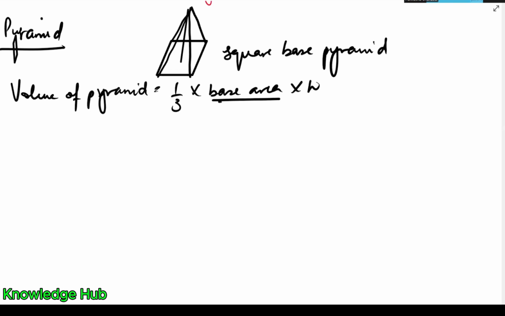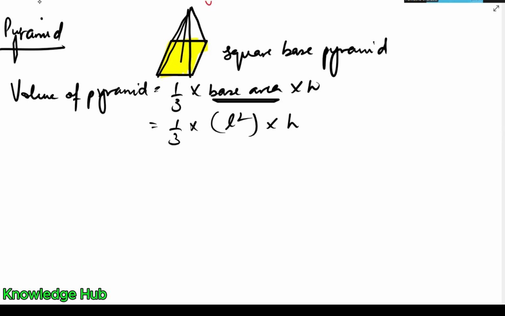Again, for the base area, you should be very clear about what the base actually is. Over here, the base is a square. So what's the formula for the area of a square? Come on, yes, L square. So you put in the formula 1 over 3 times the base area, which would be L square, times height. Whatever the base is, just use the area of that particular base. So the volume of a pyramid is 1 over 3 times base area times height.